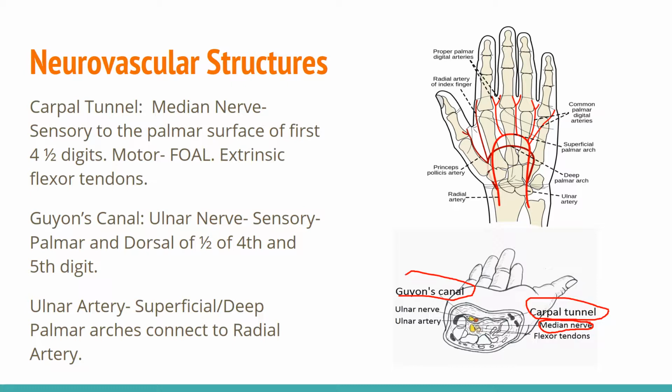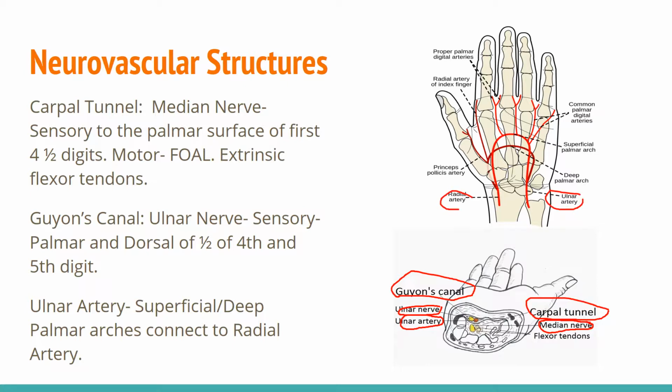Another important structure is Guyon's canal. Guyon's canal is formed by the superficial palmar carpal ligament, and this contains the ulnar nerve as well as the ulnar artery. The ulnar nerve provides sensory information from the palmar and dorsal surfaces of the half of the 4th and 5th digit.